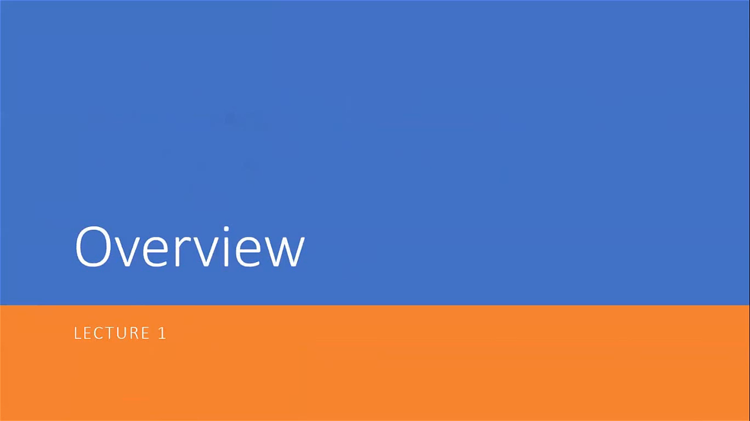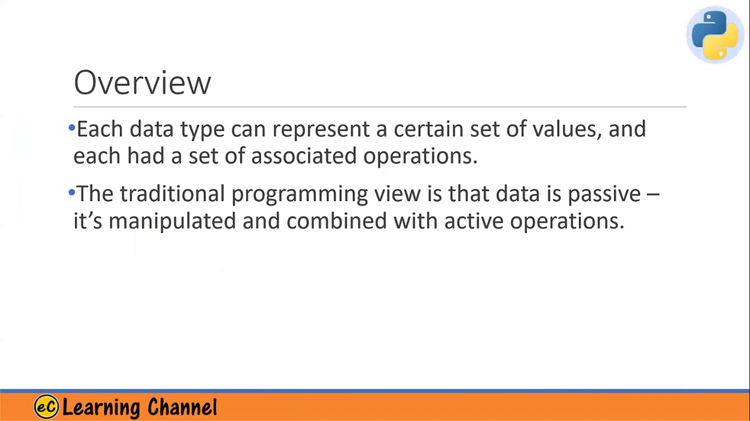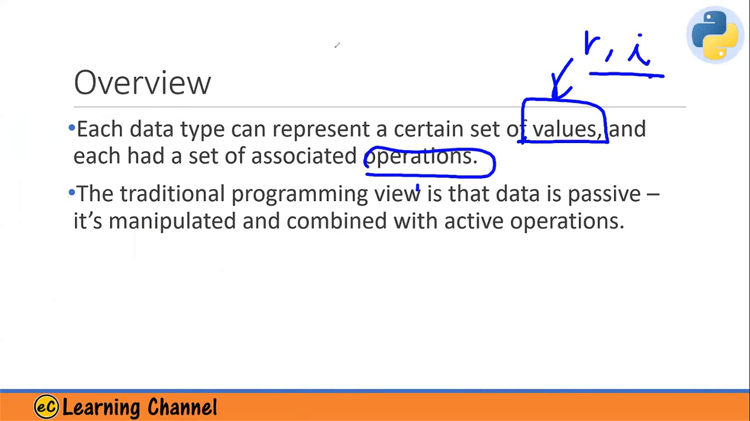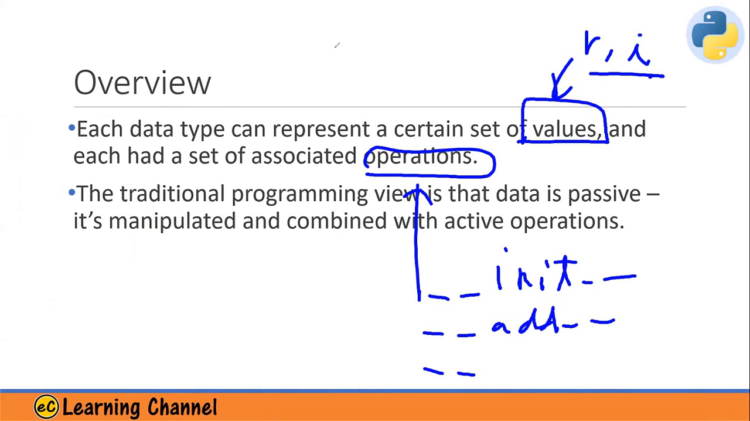So here we finish this overview, okay? Each data type can represent a certain set of values, and each has a set of associated operations. So here, the set of values is the property or instance variables, which encompasses the variables R and I. Associated operations are like the constructor, underline init, which is a behavior, right? Underline add is also a behavior or operation, and then underline reprint is also an operation.